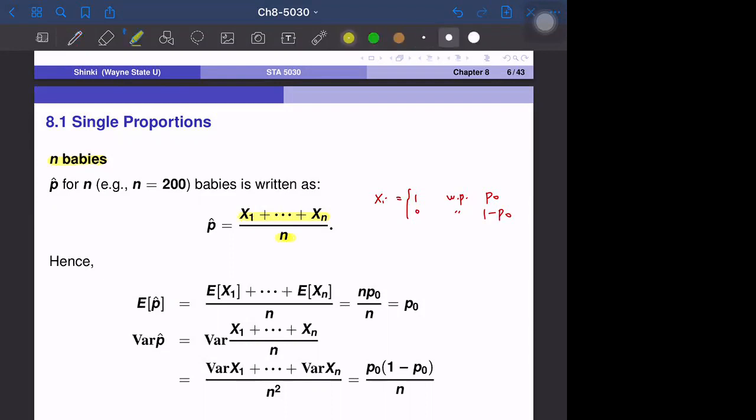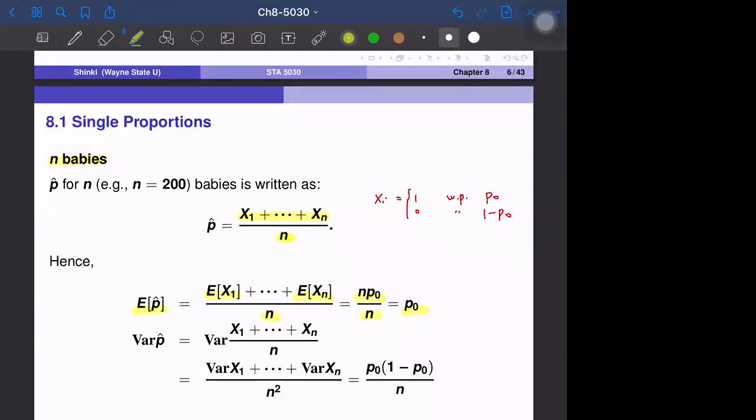Then the expectation of p hat is just the n terms. The expectation is linear, so it is the summation of the expectation of xi's divided by n. That is n p naught over n, so p naught. Of course, if we have many observations, still on average we have the same proportion of success. So we have the p naught here. But the variance of p hat is different.